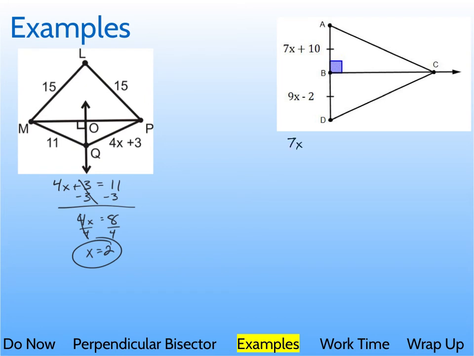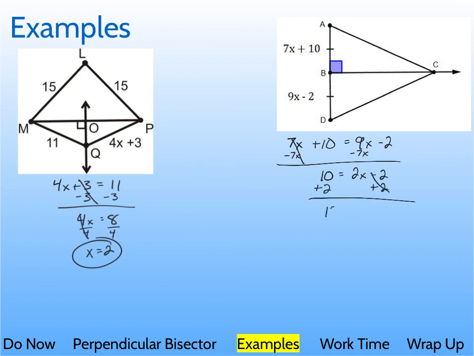So we have 7x plus 10 equals 9x minus 2. First thing I'm going to do is get the x's to one side. So I'm going to subtract 7x on both sides, cancel it out of the left. You get 10 equals 2x minus 2. Add 2 to both sides. Those cancel. We get 2x equals 12. Divide by 2. And we get x equals 6.